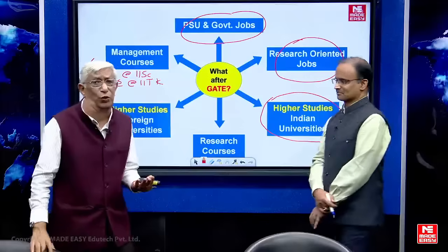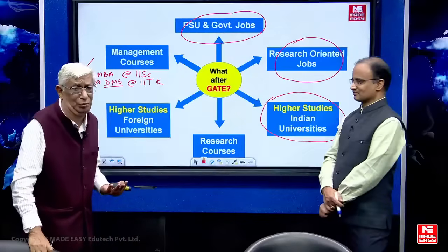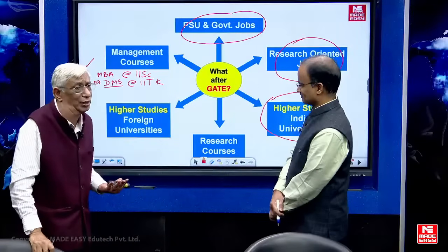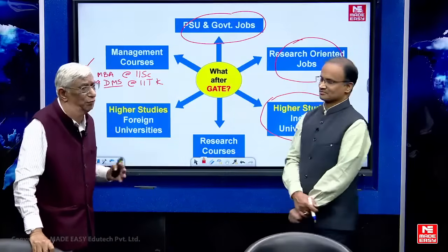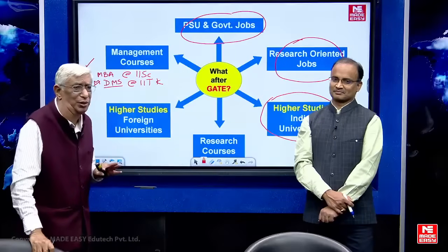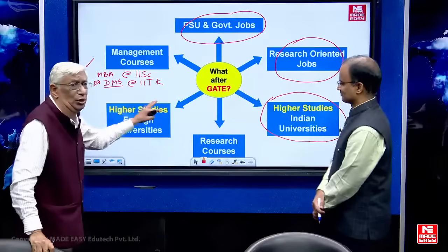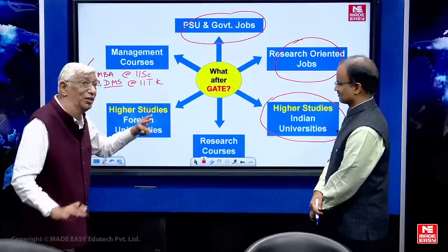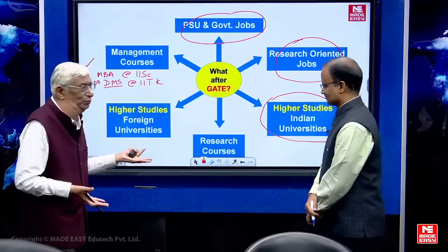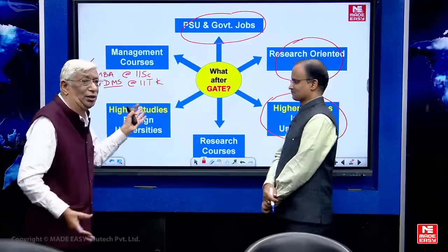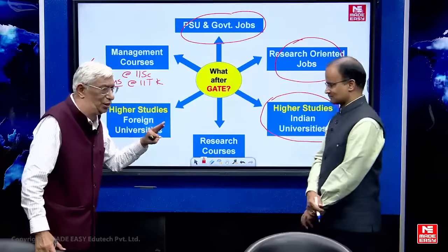Plus, there are allied courses like industrial engineering, and the industrial engineering department at IIT Kanpur is offering a course which is IME, Industrial and Management Engineering, again based on GATE score. Very good placements, but it's an interdisciplinary course. Similar courses are there in some of the other IITs also.